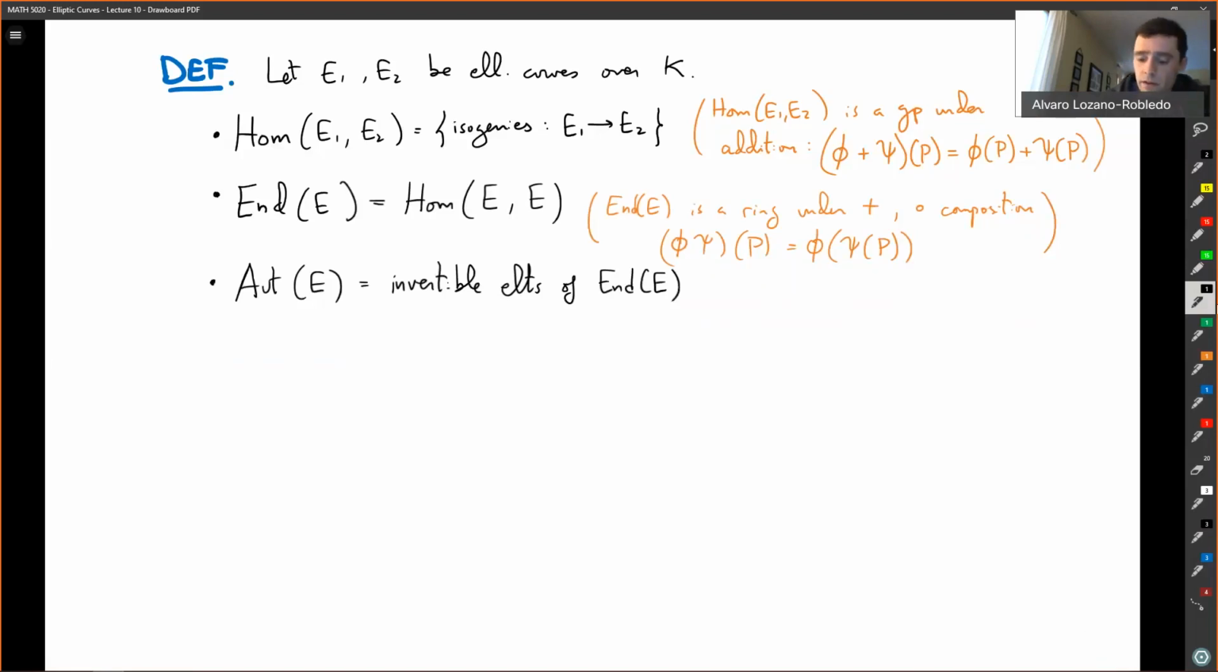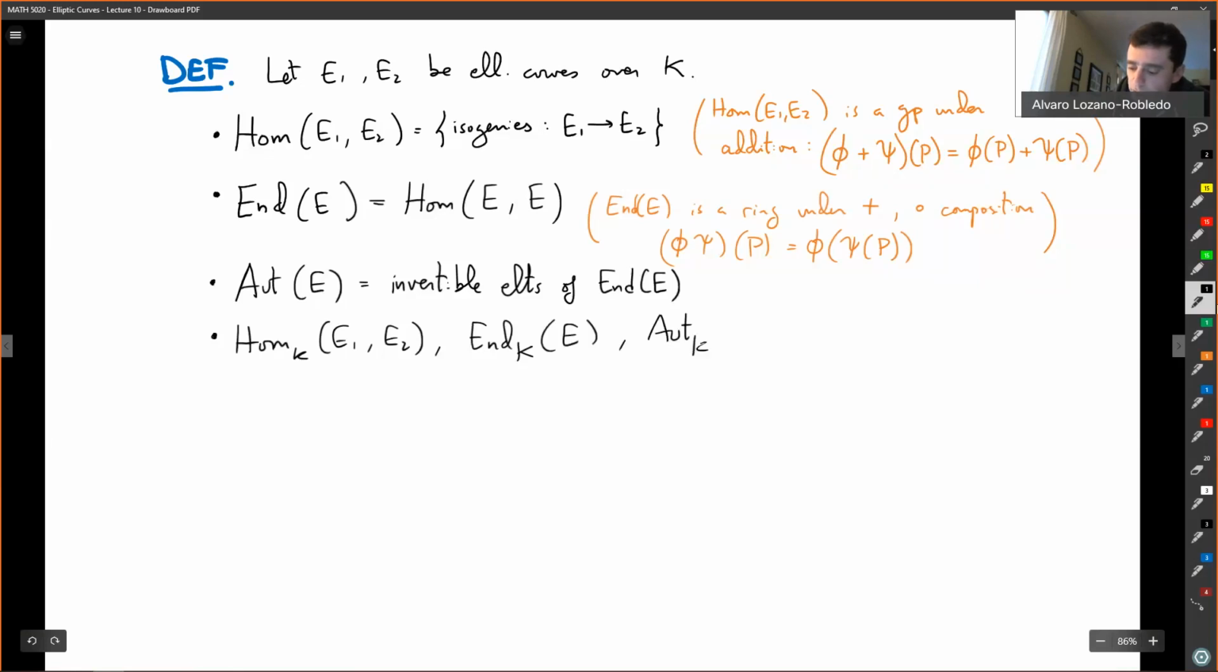Okay. All of these are just isogenies. They are defined over K bar. But if they are defined over K, this is a morphism defined over K, which means that the polynomials that define the morphism are defined over K. And then those are homs defined over K. So we can have homs defined over K, endomorphism ring defined over K, automorphism ring over K, and so on. Okay, so let me write some examples here.